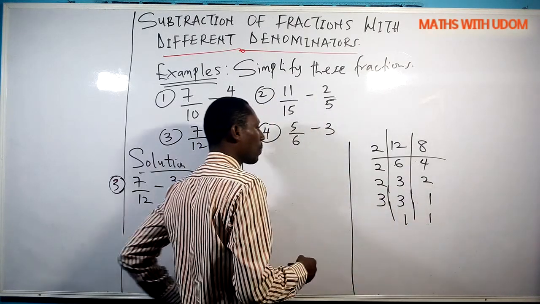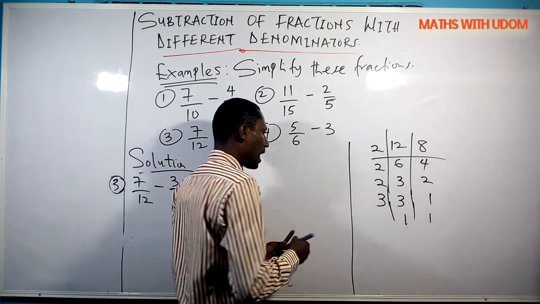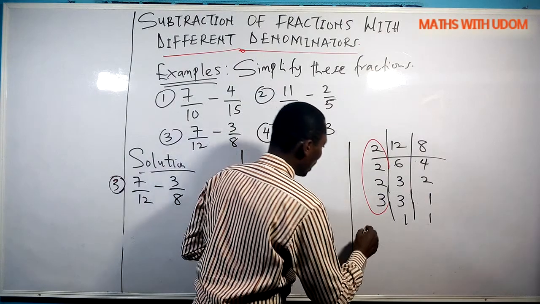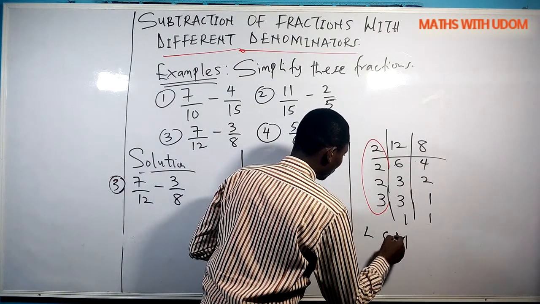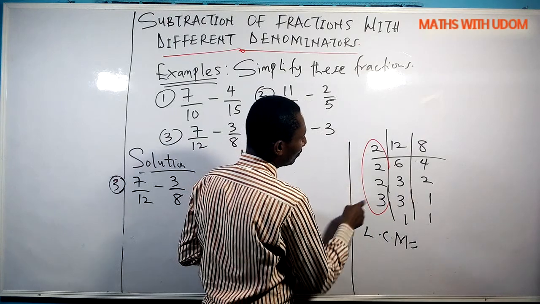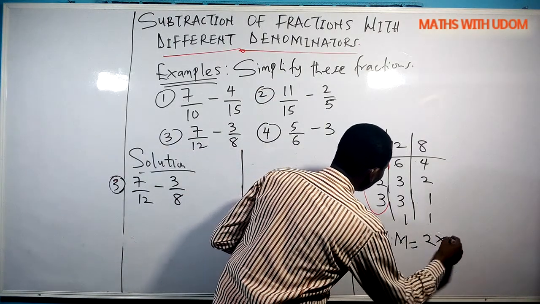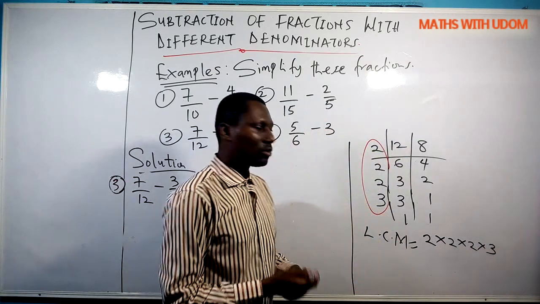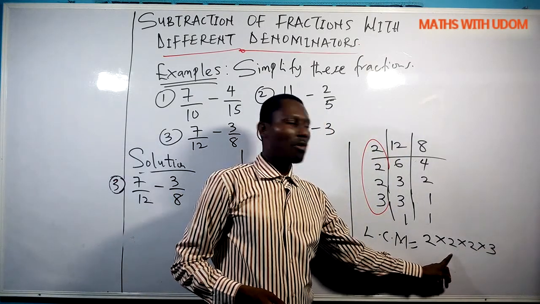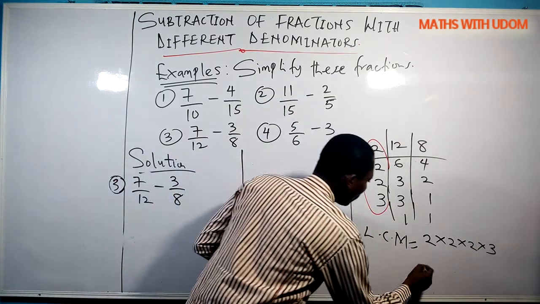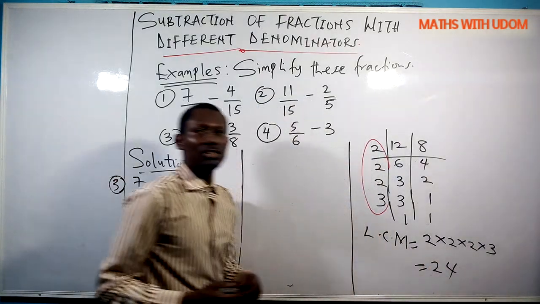So what do we do? We multiply all the factors outside to get our LCM. So our LCM will now be 2 times 2 times 2 times 3. Okay? So what is 2 times 2? 4. 4 times 2, 8. 8 times 3 is 24. So our LCM is 24.